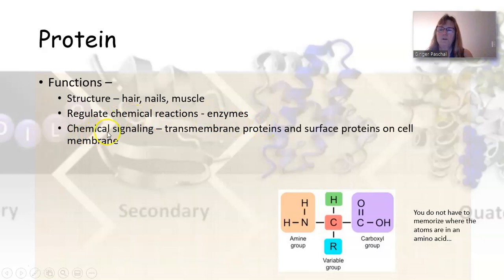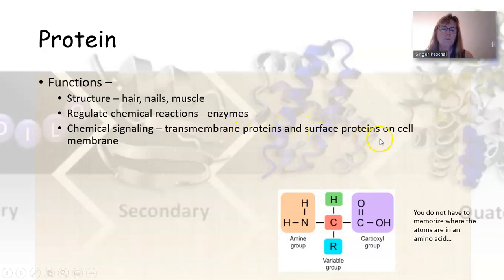Proteins also are involved in chemical signaling. When I was talking on the previous slide about the phospholipid bilayer, well, on that bilayer of phospholipids, sometimes there's proteins that go all the way through that membrane. They stick out the outside of the cell and they stick out the inside of the cell. Those are called transmembrane proteins because they go across the membrane. They go from the outside of the cell to the inside of the cell. They stretch across that membrane.